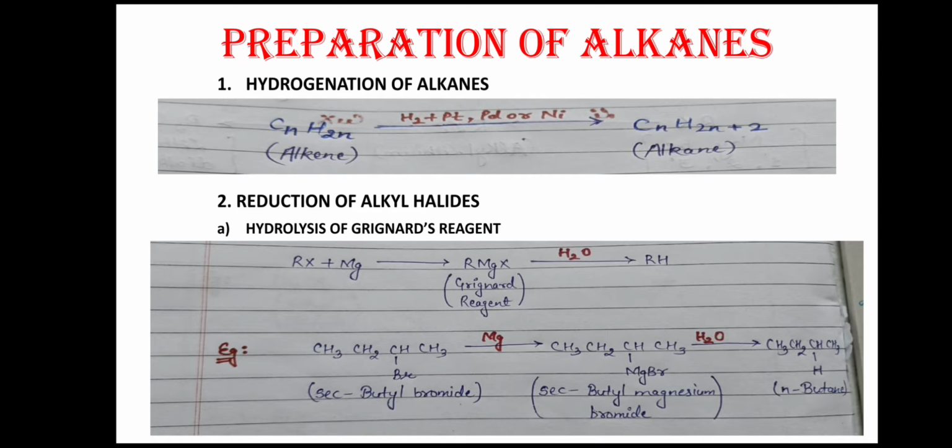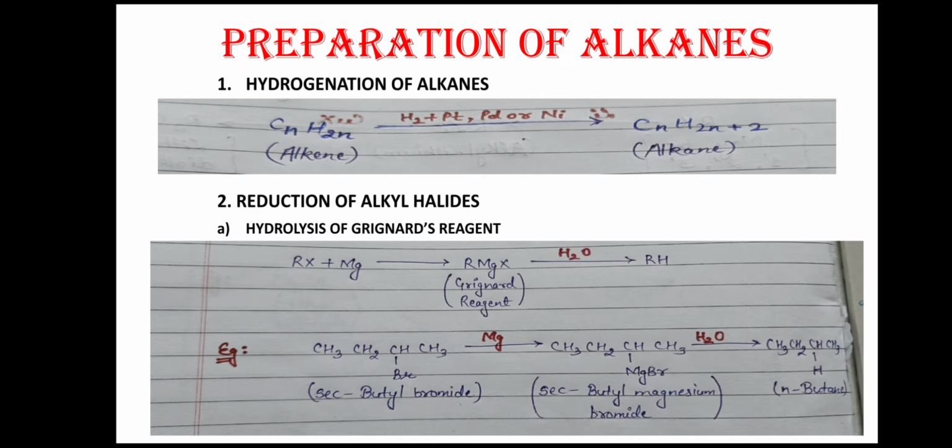So now the topic is preparation of alkanes. How can we prepare the alkanes? We can prepare the alkanes by different methods. The first method is hydrogenation of alkenes. What we have to do in this reaction is just react the alkene in the presence of nickel or palladium, and we will get the alkane plus hydrogen.